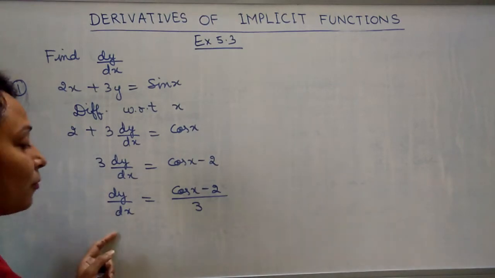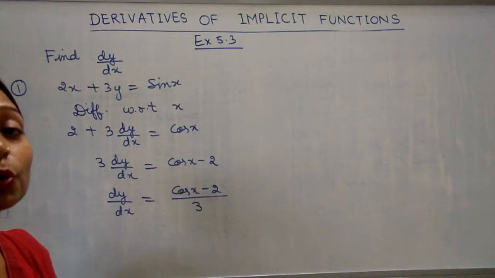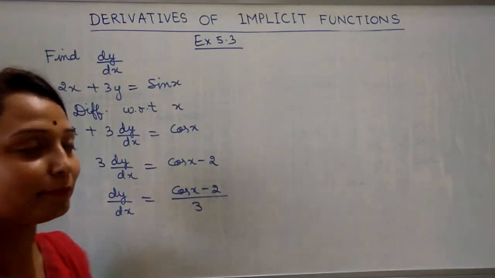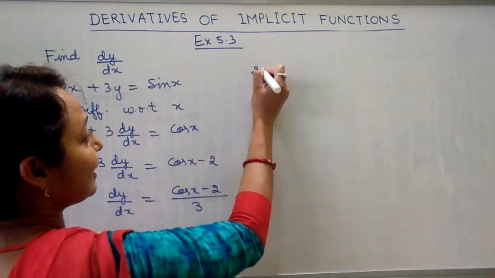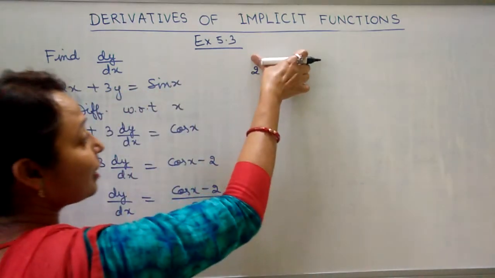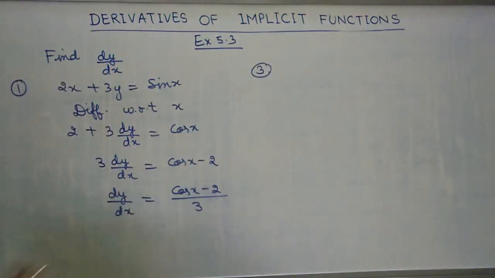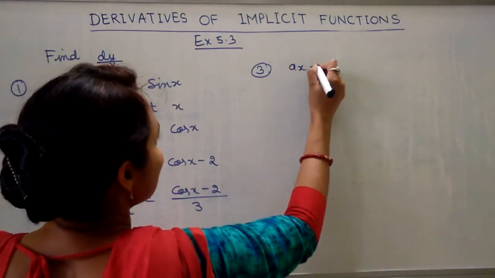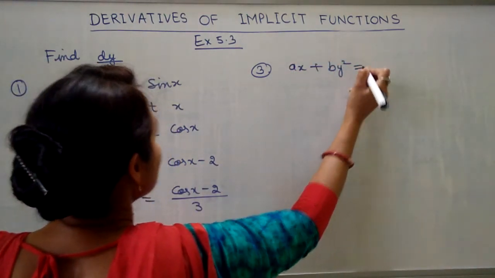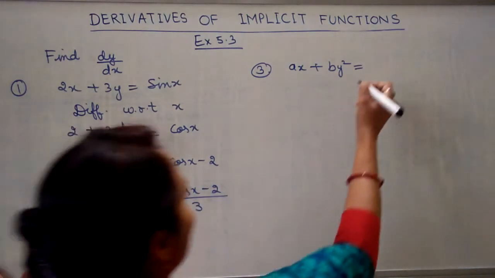So this is the way to solve the implicit function, to do the derivative of implicit function. Now come to the second question, that is the same: 2x plus 3y is equal to sin y. So I will do question number 3 for you. What is the third question? That is (ax plus by) square is equal to cos y.